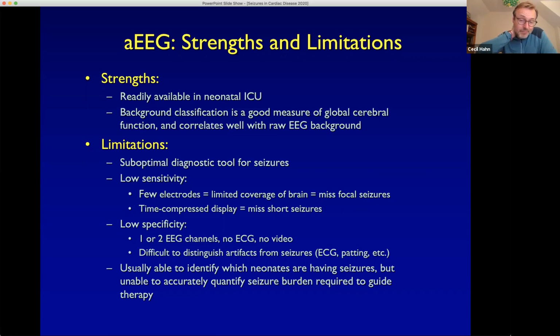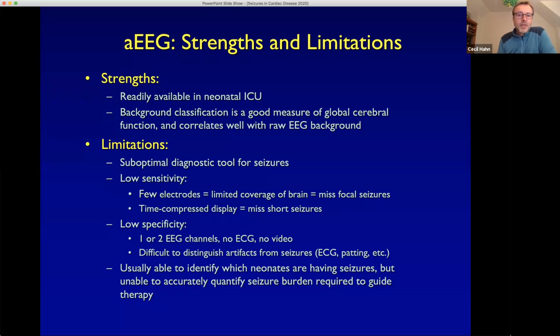So that's a problem. You also will miss short seizures because you've compressed the EEG down to 3 hours on the screen. So if you have a 30-second seizure or a 1-minute seizure, it'll hardly be visible on that little display. The other challenge is that it's often hard to distinguish seizures from other artifacts.